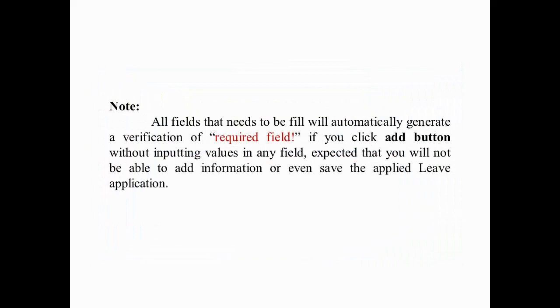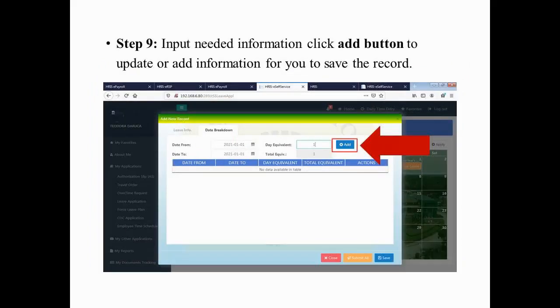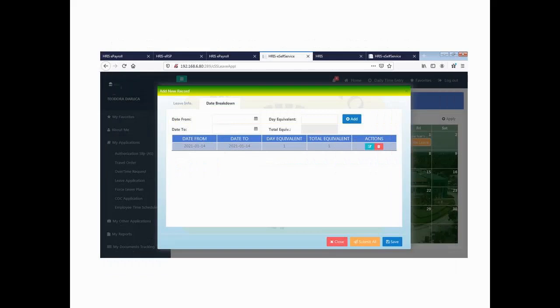If you click Add button without inputting values in any field, expected that you will not be able to add information or even save the applied leave application. Step 9. Input needed information. Click Add button to update or add information for you to save the record.